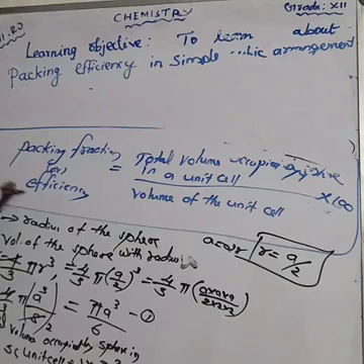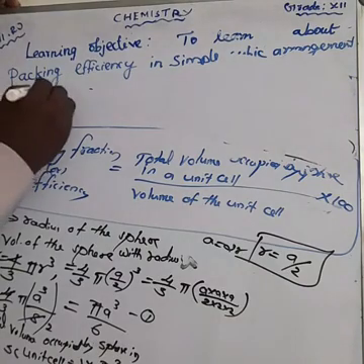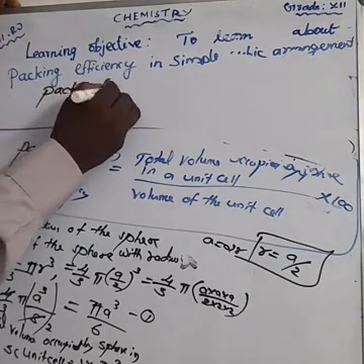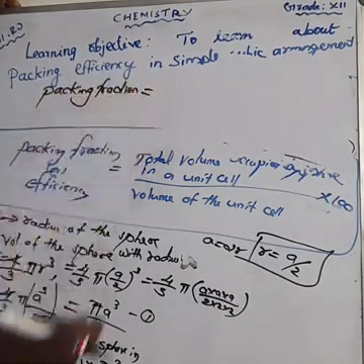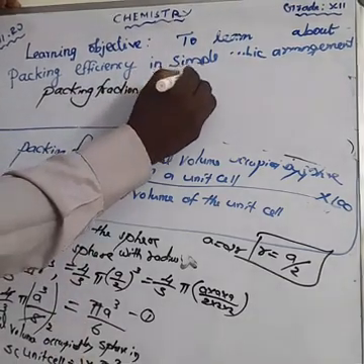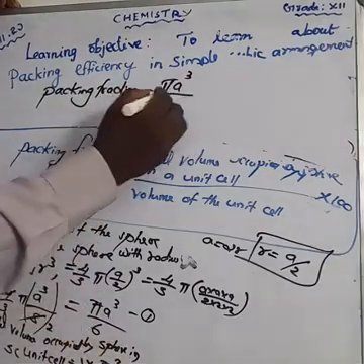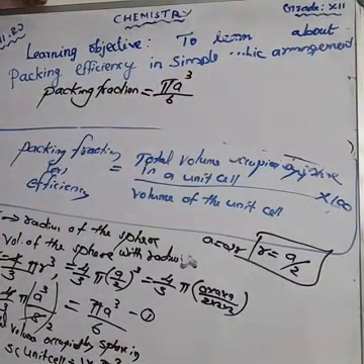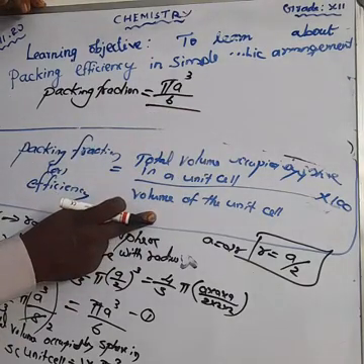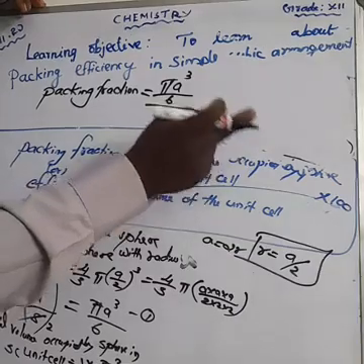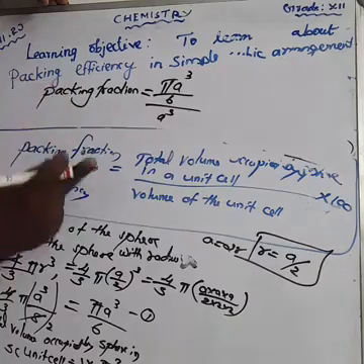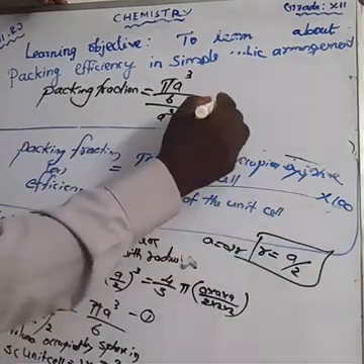So we get the packing fraction. Packing fraction is equal to, what is the value? Pi a cube divided by 6. I told you about that. What is the volume of the unit cell? Previously I told you, A into A into A, that is A cube, into, as per the formula, 100.